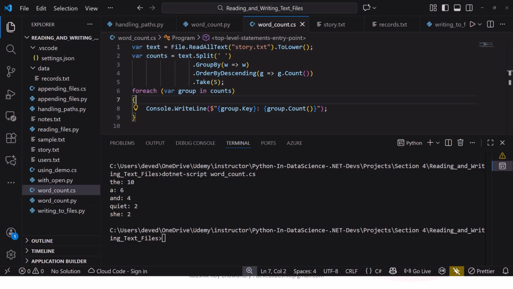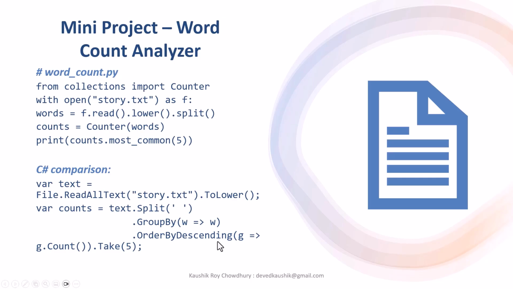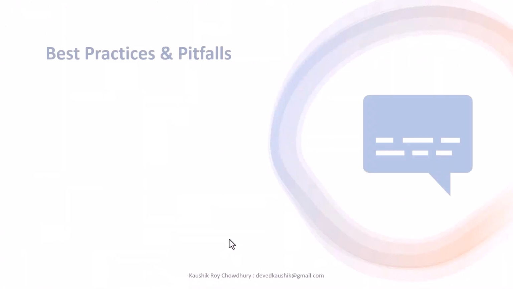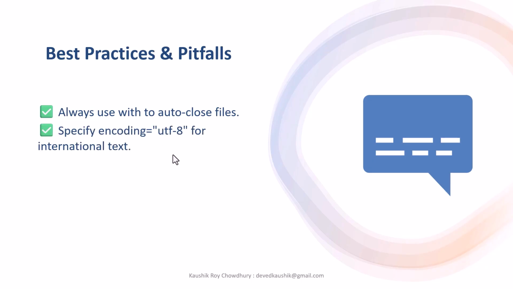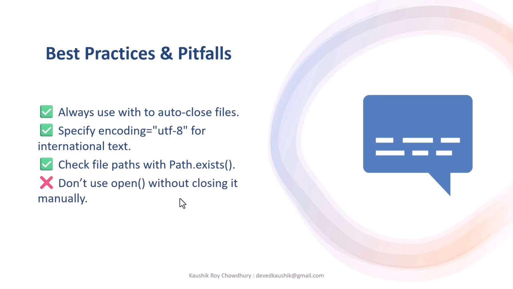And let's see the last slide. This is the last slide. So these are some of the best practices and pitfalls. Always use with to auto-close files and specify encoding for international text. Check file paths with path.exists, and don't use open without closing it manually, and avoid read on huge files. Iterate line by line instead. Okay.